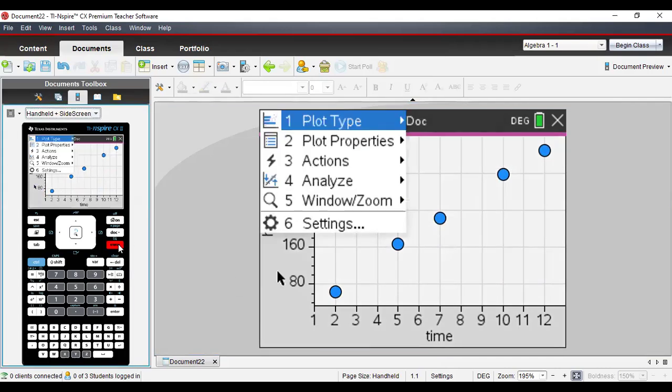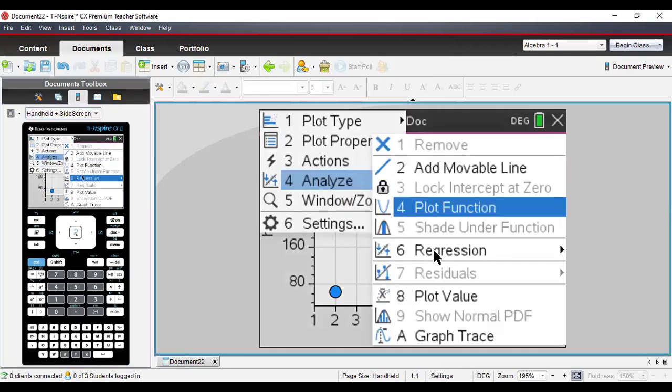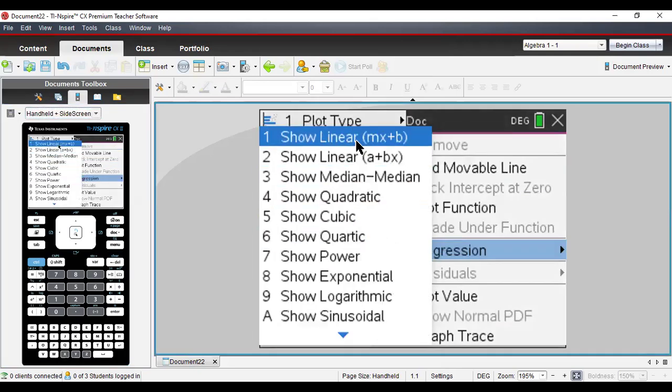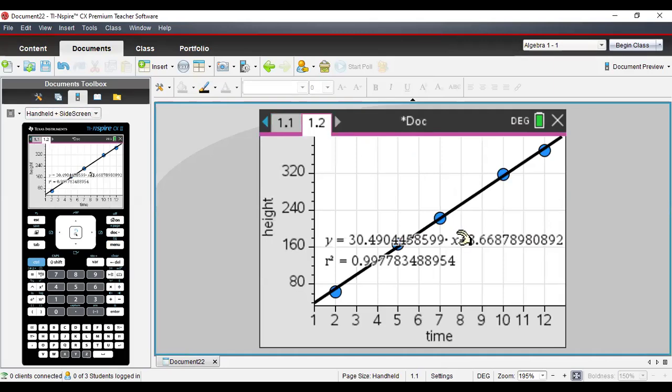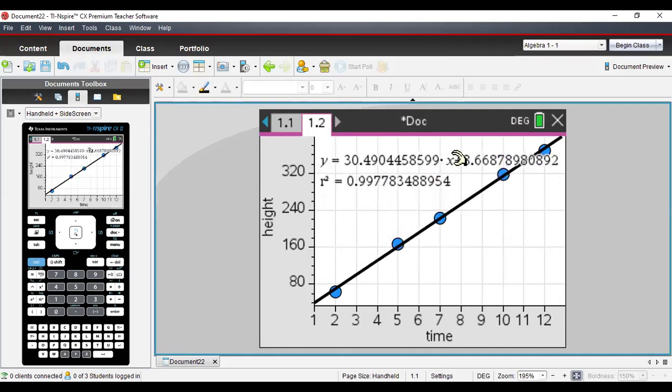We're going to do menu, then analyze, regression, and then linear. And now it's very close. It's not quite perfect, but it's very close. Now we're going to take this slope and round it to the tenths place. So this is 30.4, and then we look to the right and there's a 9. That means we're going to add 1 to the 4. It's going to be 30.5.